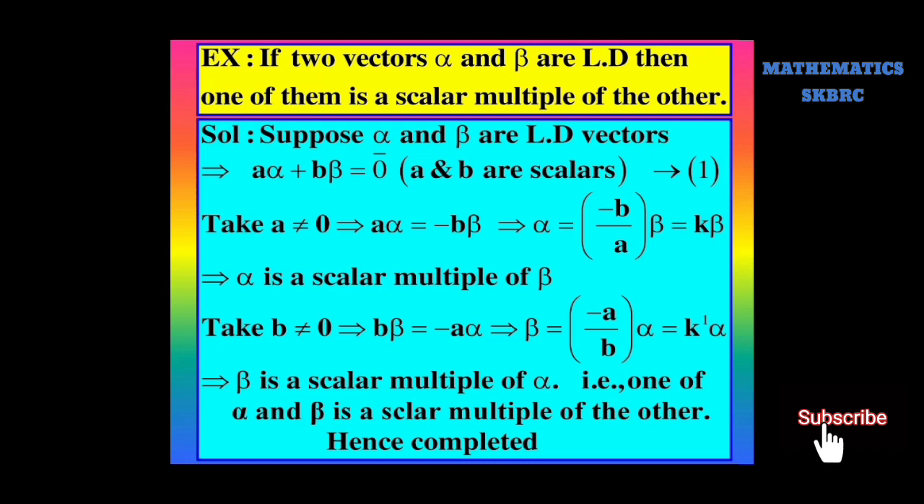Then we write A alpha is equal to minus B beta. That gives alpha equal to minus B by A into beta, that is equal to K beta, where K equal to minus B by A is a scalar. That is, alpha is a scalar multiple of beta.